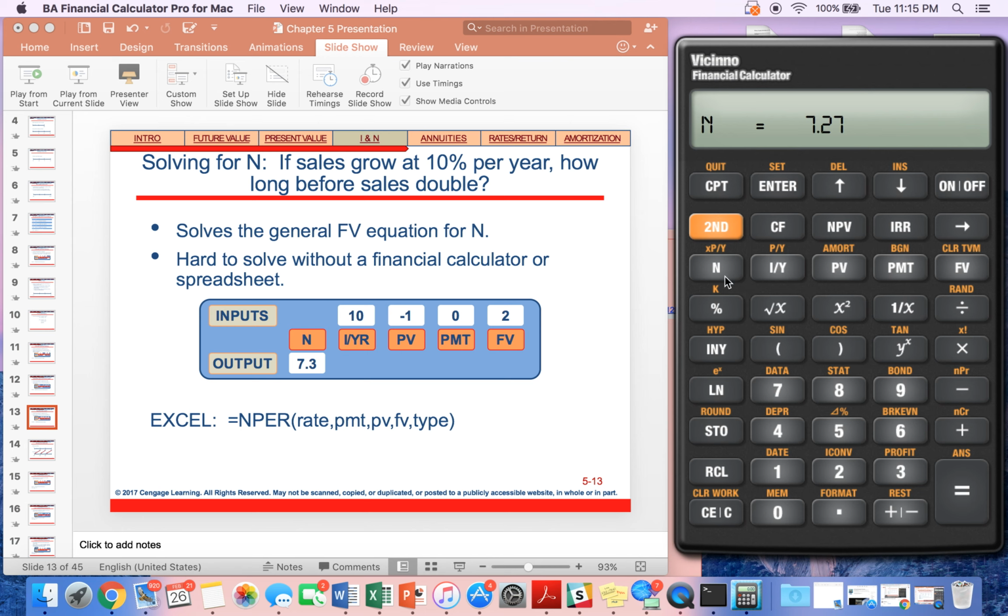So essentially what this is saying is that at a rate of 10%, it's going to take me almost 7.5 years to take my $1 and grow it to $2, okay? So a pretty long time horizon, which seems long at a pretty high rate, but if we were talking in millions, this could be pretty substantial for a company.